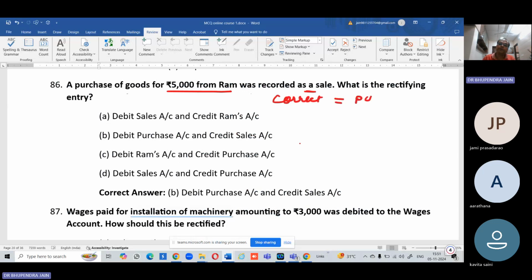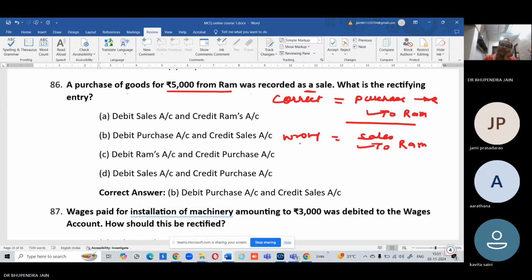The correct entry should be purchase account debit to Ram, but you wrongly posted it. What is the wrong entry? Sales account debit to Ram. So Ram is on the correct side. Then you have to rectify the entry.